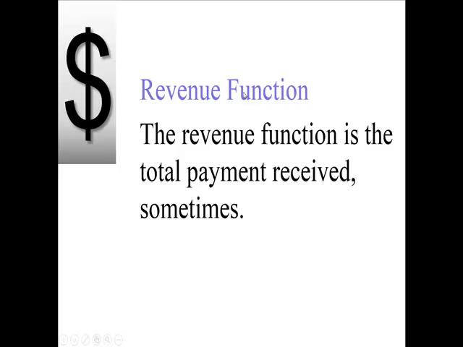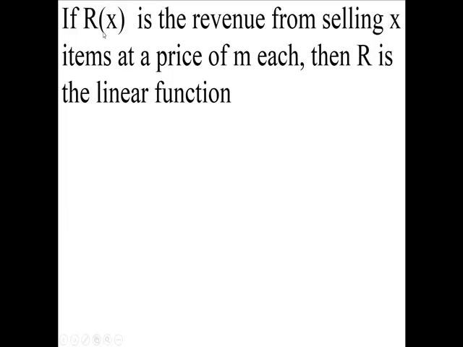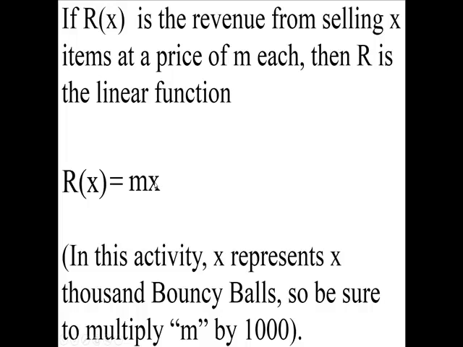Now, revenue is something different. That's the money coming in, okay? That's the money that you received from selling X items, all right? If you let R be the revenue, then R of X is the revenue function, okay? Selling X items at a certain price. So R of X has to do with the price of each ball, or each item, times the number of items made, where X is the number of items made, okay?